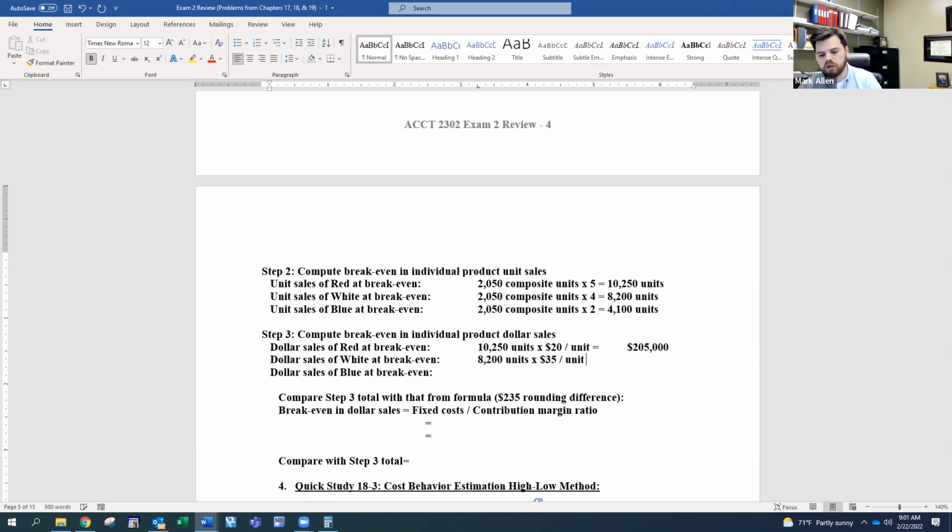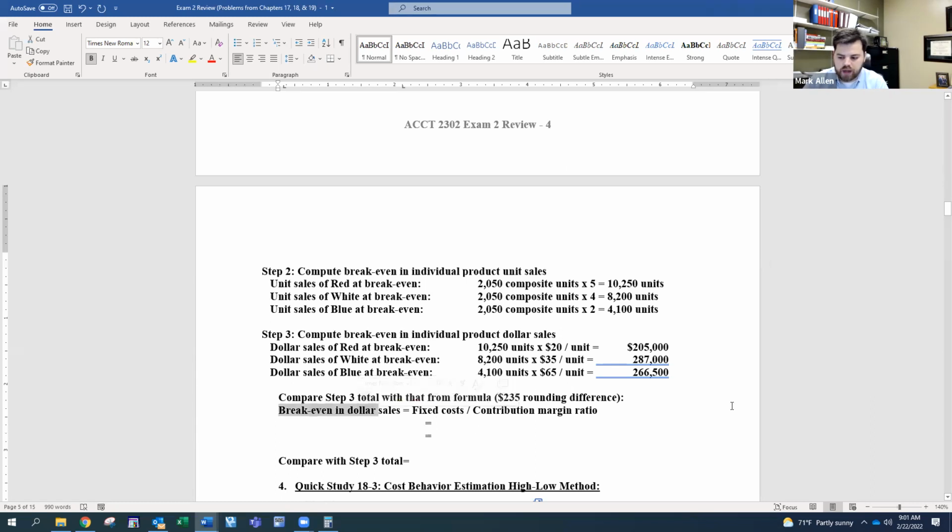Now, for white, we're going to take our 8,200 units, multiply this by our $35 per unit, and it comes out to $287,000. And finally, we're going to deal with blue. So blue, we had 4,100 units times, and it sold at $65 per unit. And this comes out to $266,500. Now, at this point, we are going to have a bit of a rounding difference, but not too bad.